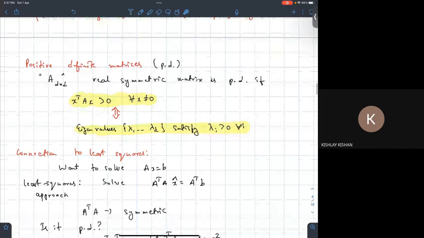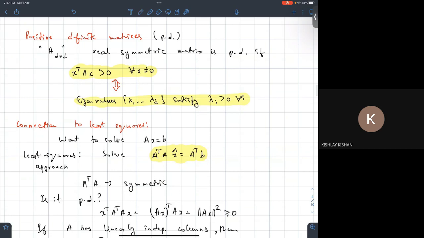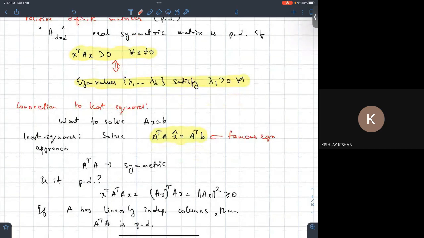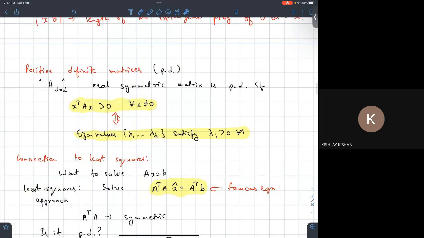Okay, so the question now is, geometry is coming soon. Just some appetizer. Imagine I want to solve Ax equals B. The least squares approach is to solve this. Do you remember this famous equation? Yes, sir. Yeah, it does not have a name, but it's a famous equation. Now, if I look at A transpose A, it's symmetric, right? Yes, sir. Is everyone okay? Is it positive definite? Is A transpose A positive definite?